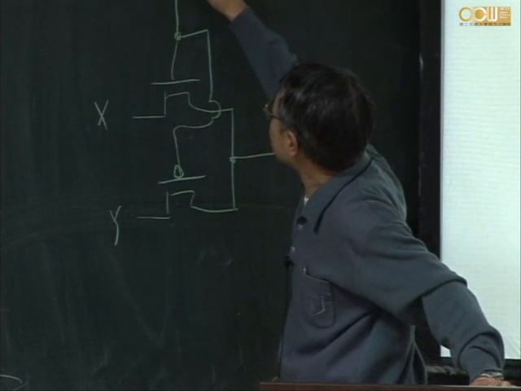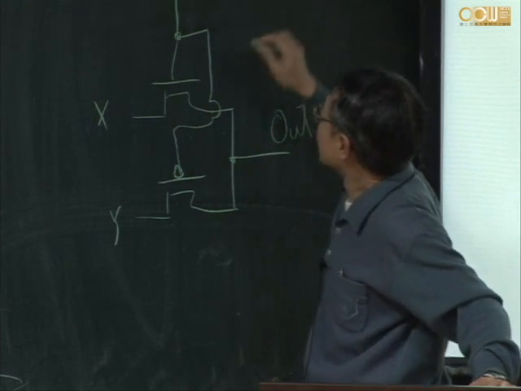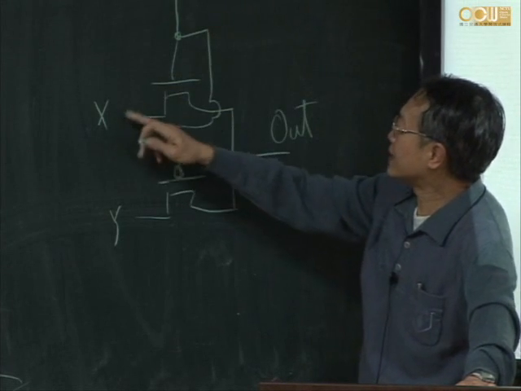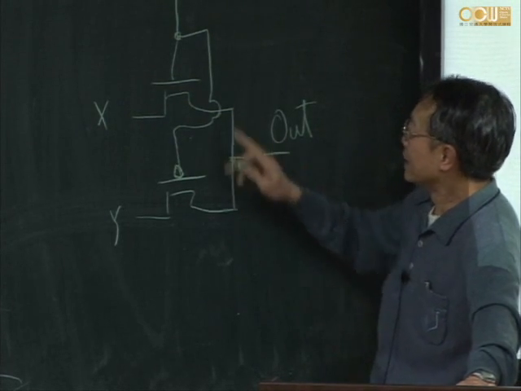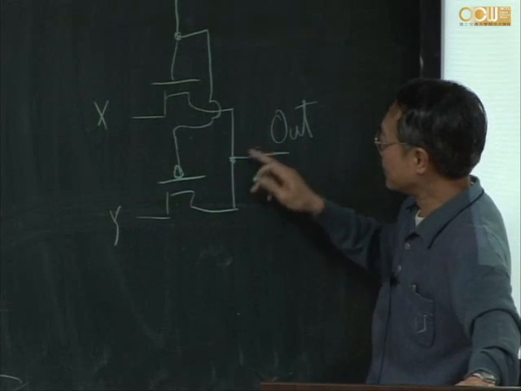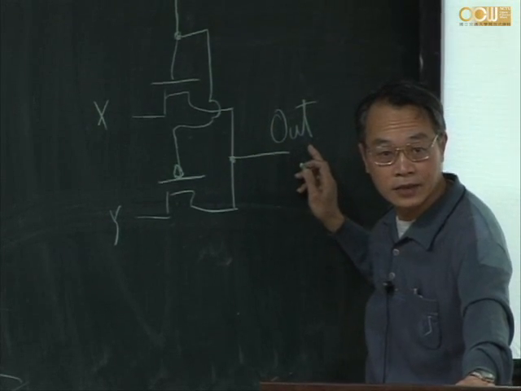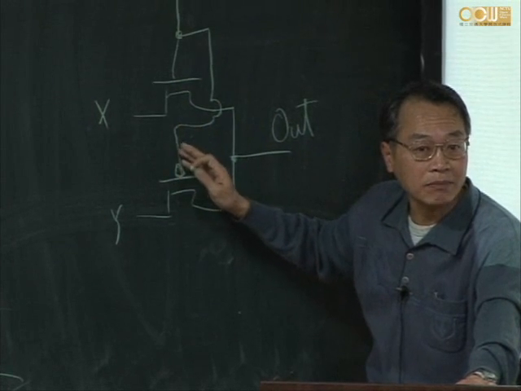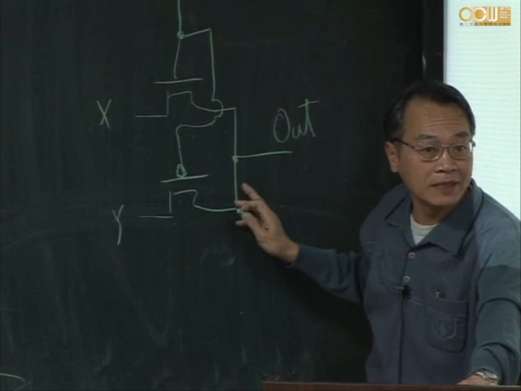is the select signal. The select signal says when I'm high, then X goes through to the output. When I'm low, then Y goes through to the output. Okay? So this can select between the two. This is a mux circuit. Can you see how simple it is?